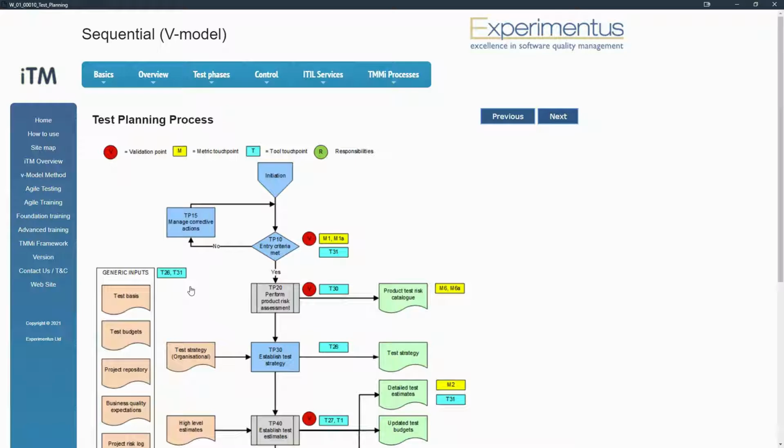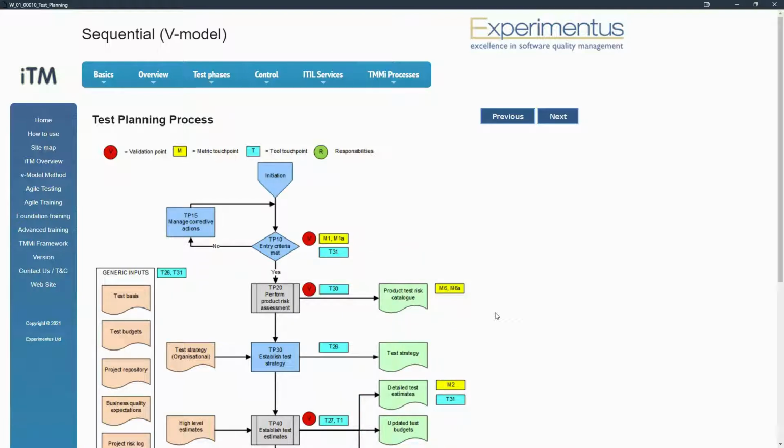Using this process diagram, we can see some of the common features of iTM. Firstly, the main process flow runs from top to bottom in the middle of the page. Each activity or decision point is numbered for ease of reference. Inputs to the process are shown on the left in light red, and outputs are to the right in green.